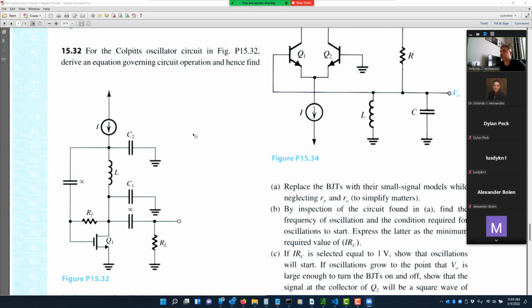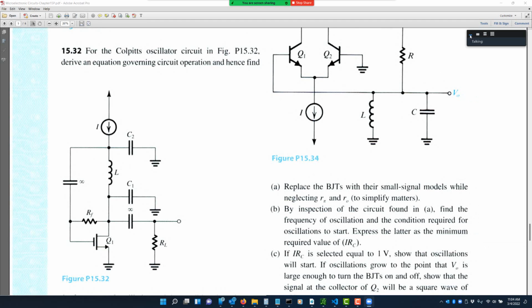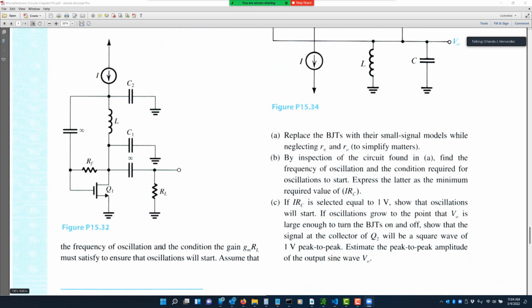This is the example that we're talking about. 1532 says for the Colpitts oscillator of figure P1532, which is this one over here, derive an equation governing circuit operation and hence find the frequency of oscillation and the condition, the gain GM times RL, so that would be the GM of Q1, must satisfy to ensure that oscillations will start.